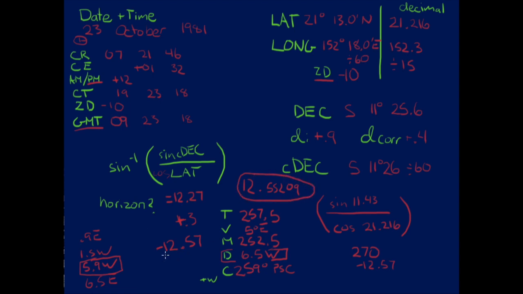You can see that we got here 12.57, 12.55. This is so close. If you just do sine of the declination divided by cosine of the latitude, you'll always get the right answer. There's a lot of problems like this where they don't have an actual correct answer. You've got to just pick the one that's the closest. So 5.9 west, answer C. That's it. There you go.